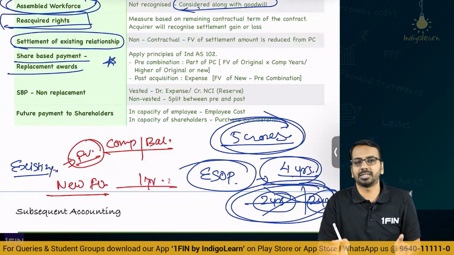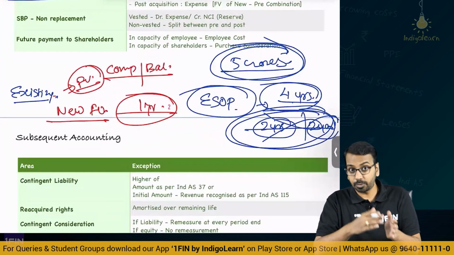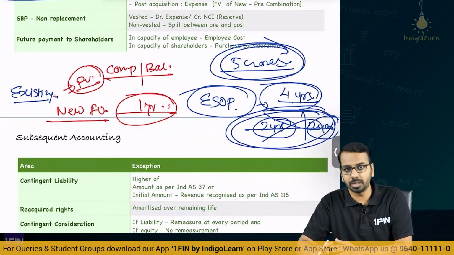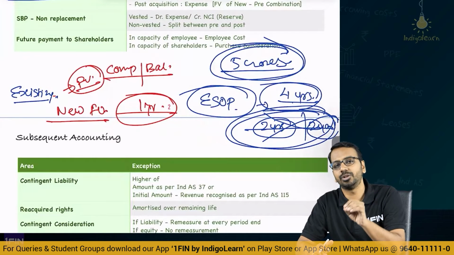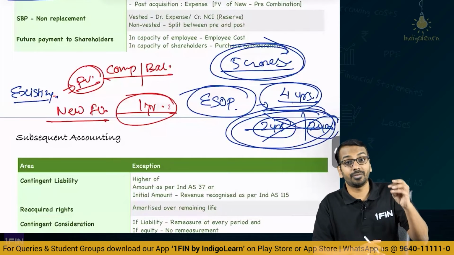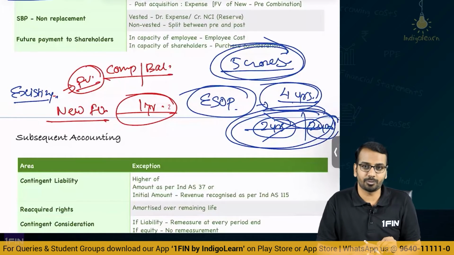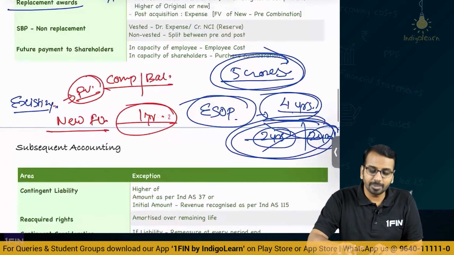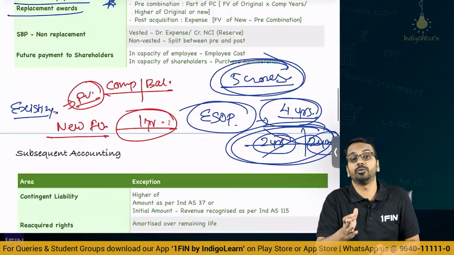Now, how do I split this? How do I account for this? Because the subsequent period which the employees will work will relate to my remuneration expense. But what they have already worked relates to something where I have an obligation on the date of acquisition. So, if there is a replacement award, how should I do the accounting?